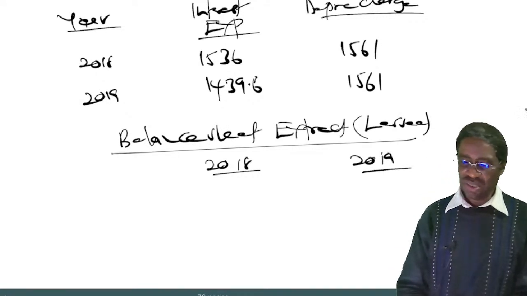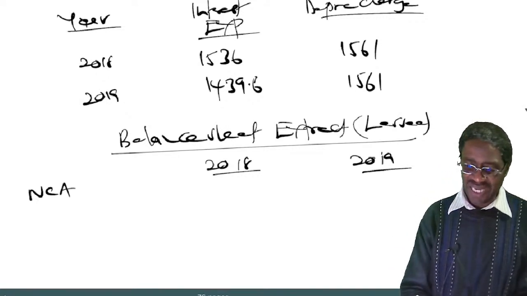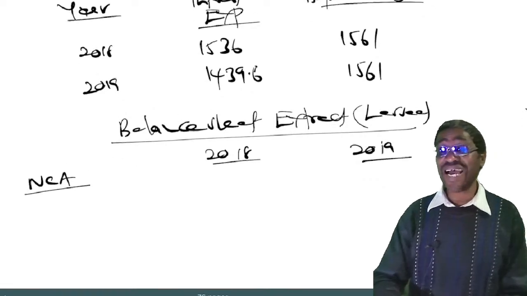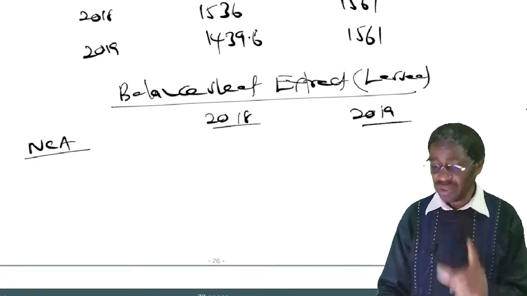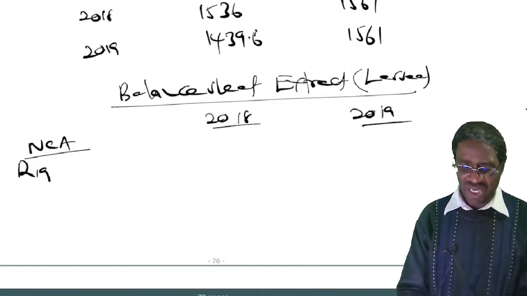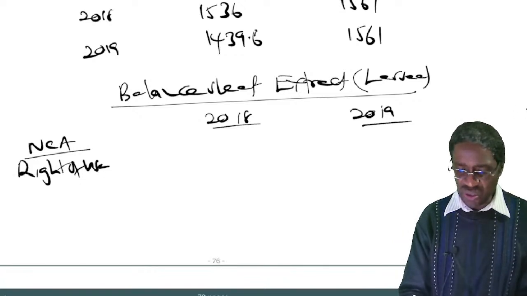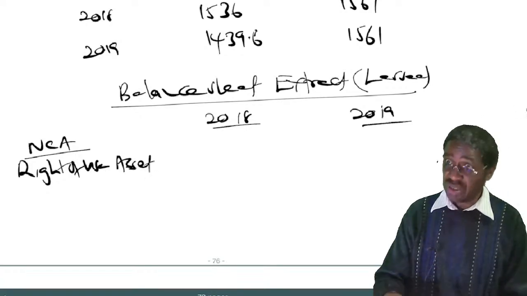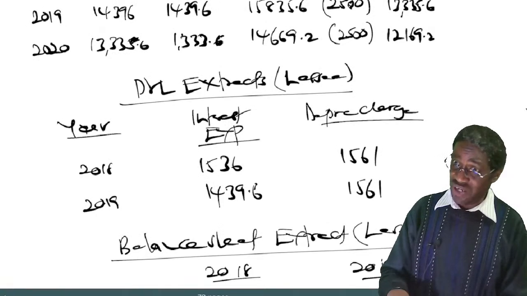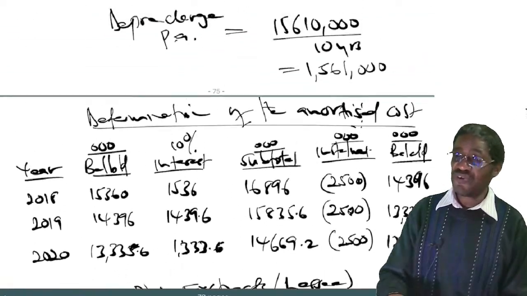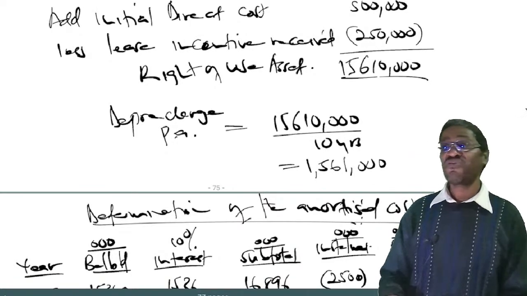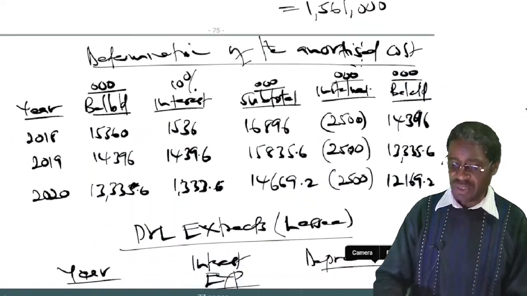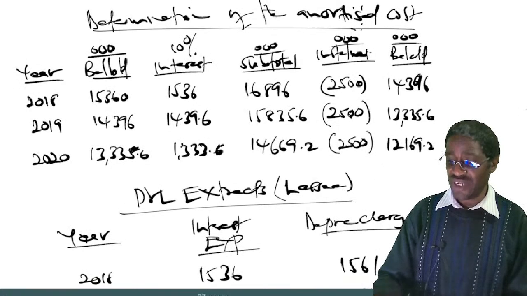The lessee, among the assets, non-current assets. Remember, you have a right of use asset. So there, you will have the right of use asset. We saw the cost or the right of use value was how much? It was 15,610. Are you seeing it up there? 15,610. That was the value of the right of use asset.